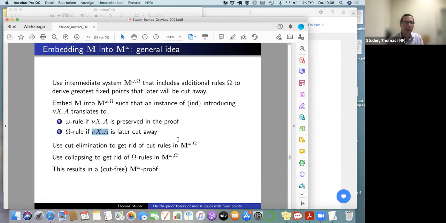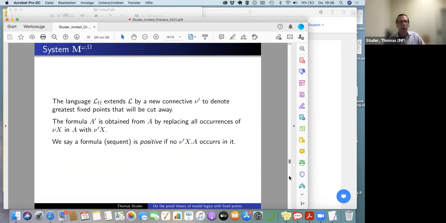So, and we can embed our system with cut, which we started with, into this intermediate system. Then we use cut elimination to get rid of the cuts in the system. We use a technique called collapsing to get rid of the omega rules. And the result then is a proof that only uses the small omega rule and that is cut-free. Now, how does this work?